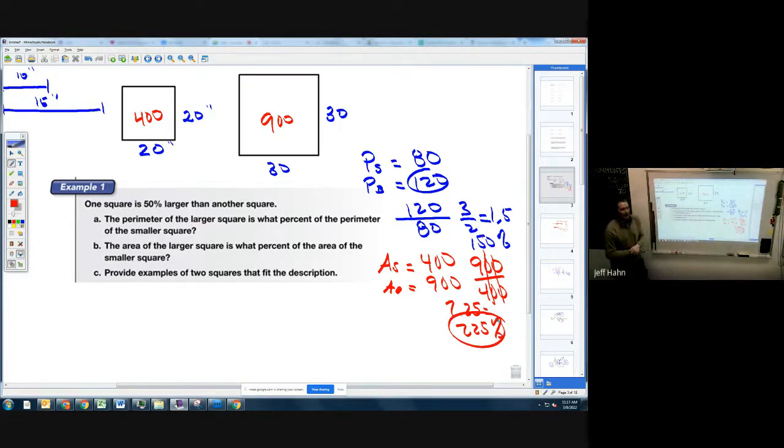Now, why is that? Why was the perimeter only 150%, but the area was 225%? We'll pick this up tomorrow, but here's the reason.